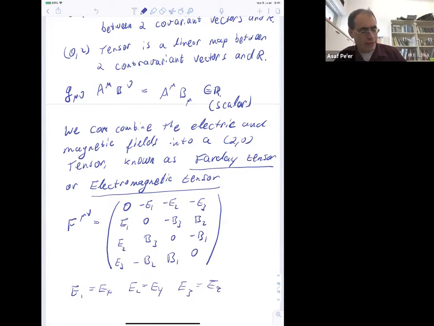Okay, I ran over time, but I introduced to you this electromagnetic tensor, and I will show you how to use it. It's just a compact form of putting all the fields together in a matrix form. And I'm going to show you how to write down Maxwell's equations using this Faraday tensor. And this will be on Thursday.